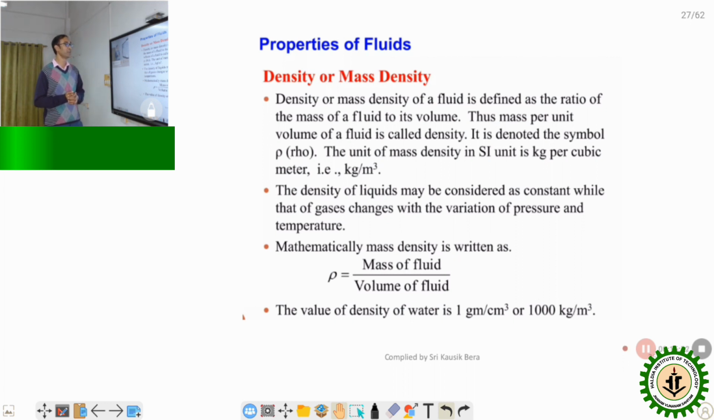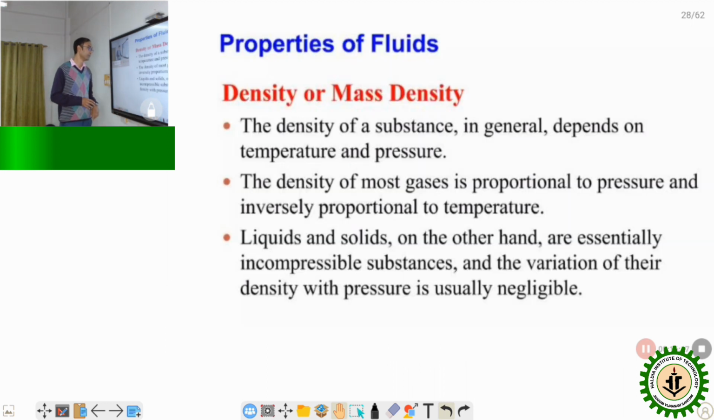The density of a liquid may be considered constant, while for gases it changes with the variation of pressure and temperature. Remember that. The value of density of water is 1 gram per cc or 1000 kg per meter cube. The density of most gases is proportional to the pressure and inversely proportional to the temperature. Liquids and solids, on the other hand, are essentially incompressible substances, and the variation of their density with pressure is usually negligible.